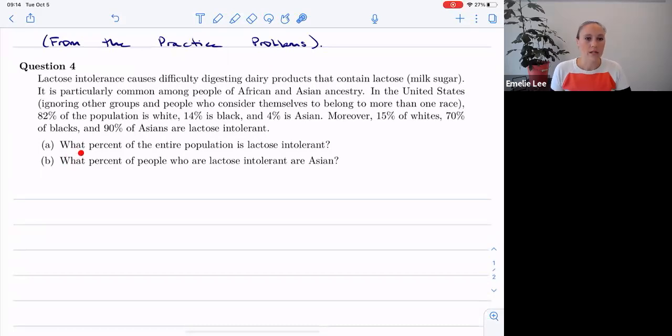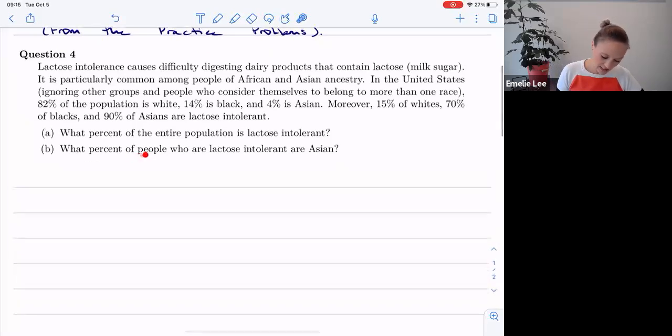So first question we want to know is what percent of the entire population is lactose intolerant? Okay. So if you look at regardless of race, then what percentage is lactose intolerant? Okay. Then we want to know what percent of people who are lactose intolerant are Asian. Okay. So let's see here.